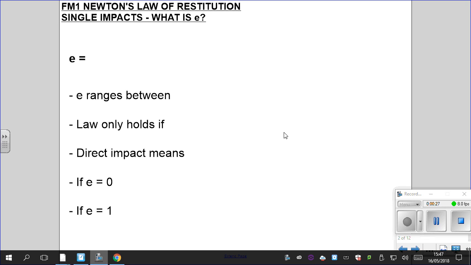Mechanics. What are we talking about? Newton's law of restitution. So we're talking about collisions again, but further this time. And E, what is this constant E?